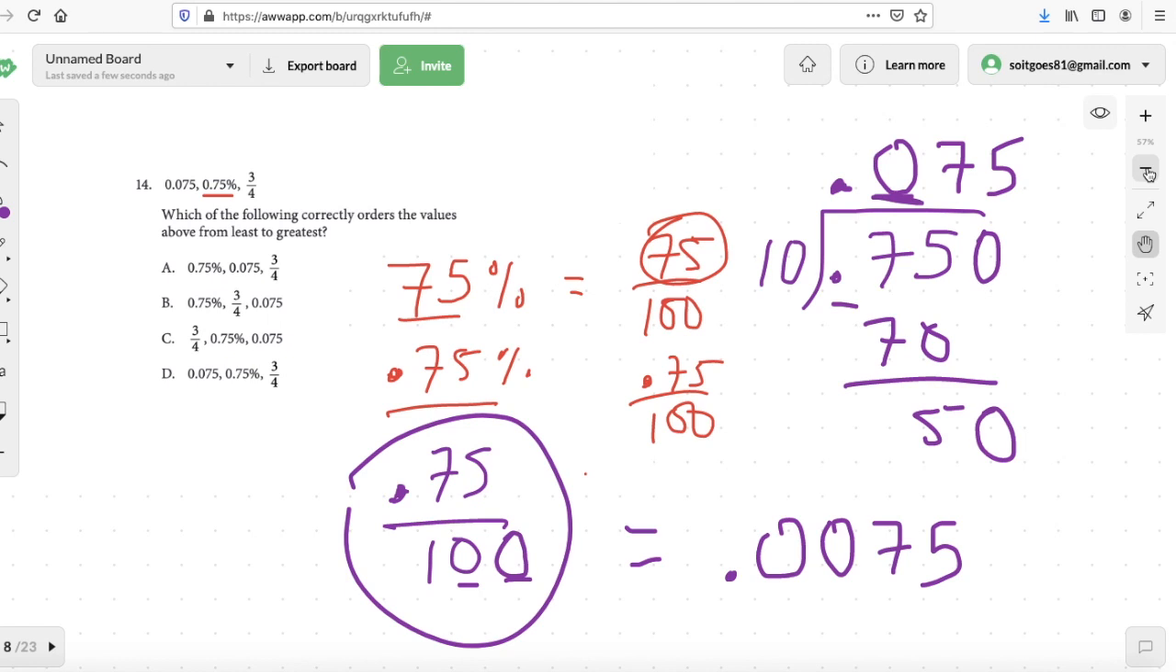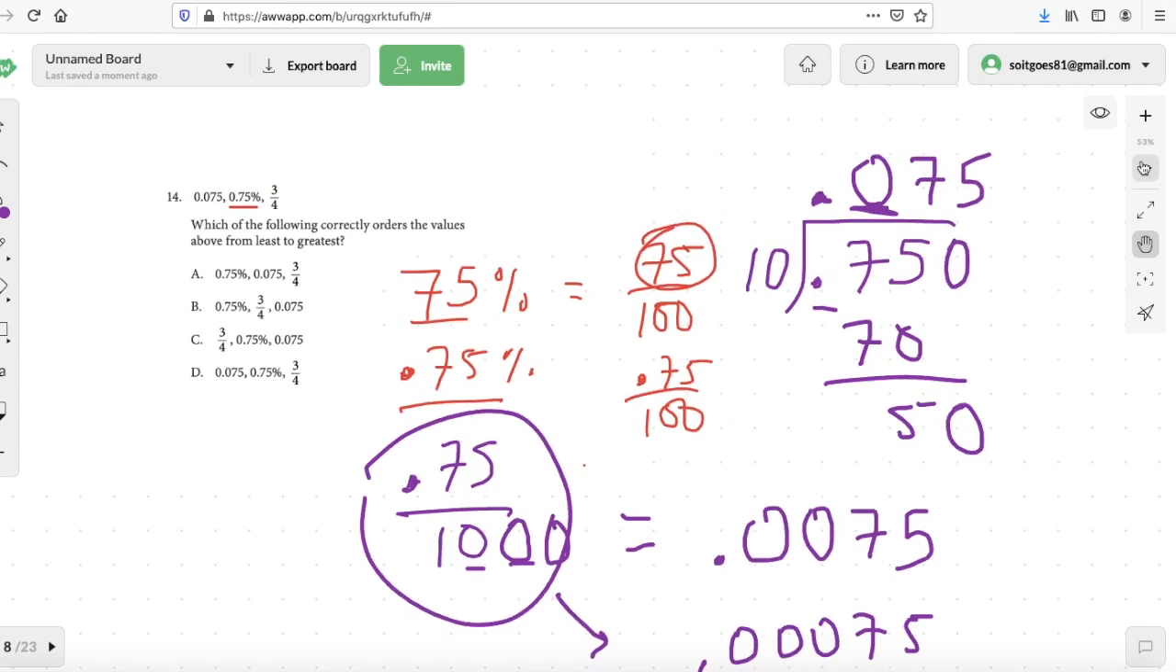What if we were dividing by 1,000? You put another 0. That would be 0.00075. Absolutely. Does that make sense? Yes. Again, we don't have to worry about that because here in the question we're just dividing by 100, because it's 0.75%. So I'm not too worried about that.